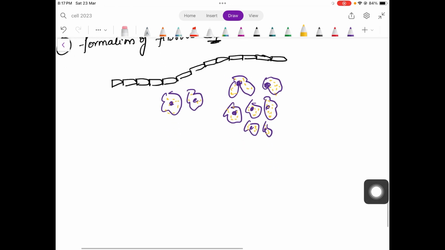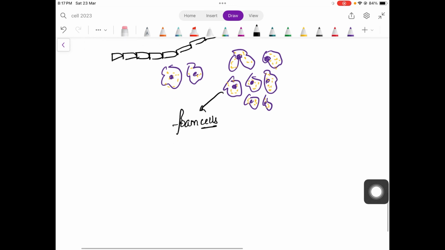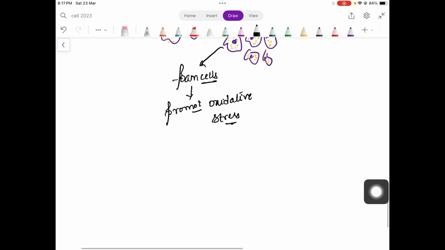And these foam cells, what they'll do, these are the foam cells. They promote further oxidative stress, and this oxidative stress causes release of inflammatory mediators.